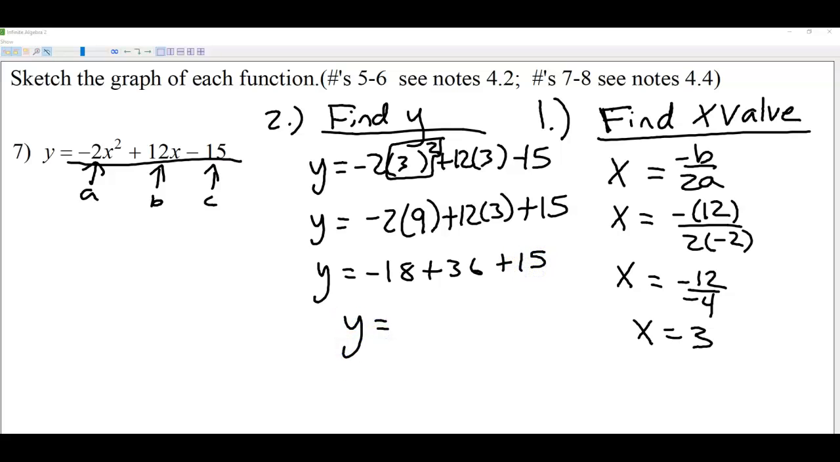And that comes out to be, oh, is it minus 15? Thank you, guys. Good catch, good catch.